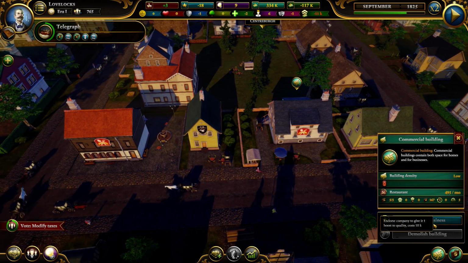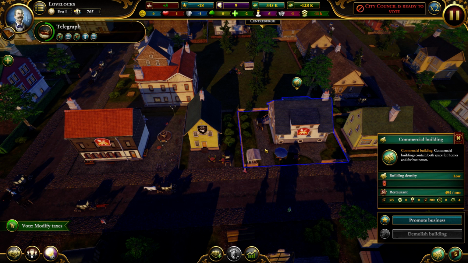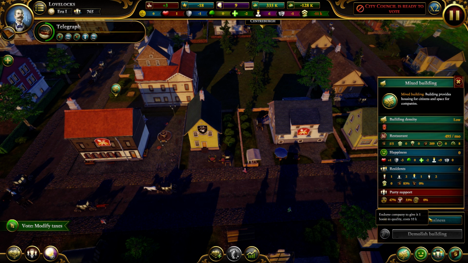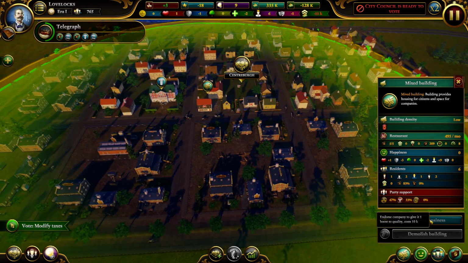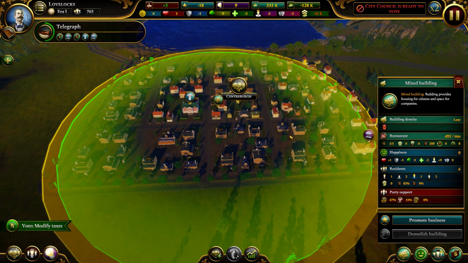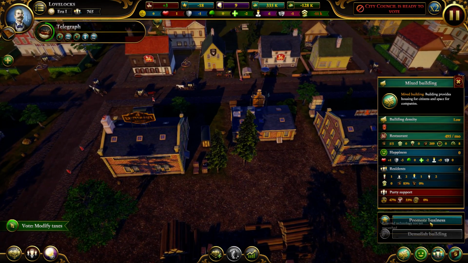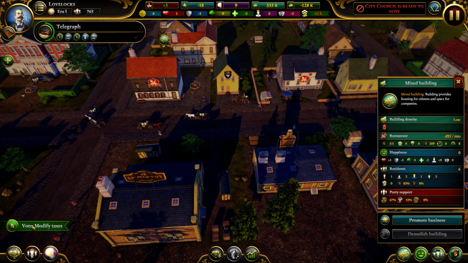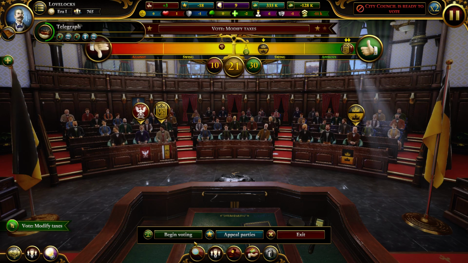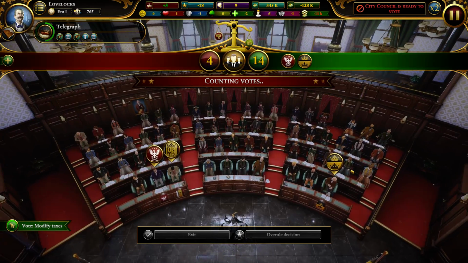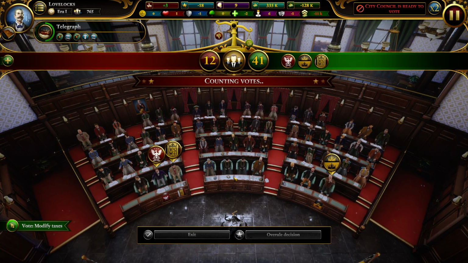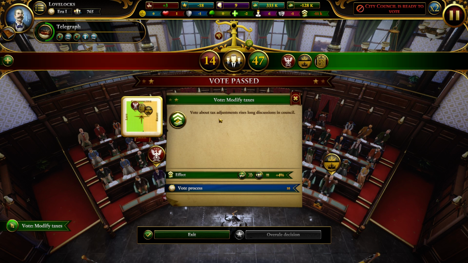Oh, nice. I can promote businesses. Oh, that's cool. How does that work? Each company gets a +1 boost to quality, cost 10,000 of our own money. Kind of strange if we, as the mayor, started promoting individual businesses over others, wouldn't it? Right, the vote's happening. I'm just going to vote. We're going to win this, no problem. So the vote passed. Some more money.